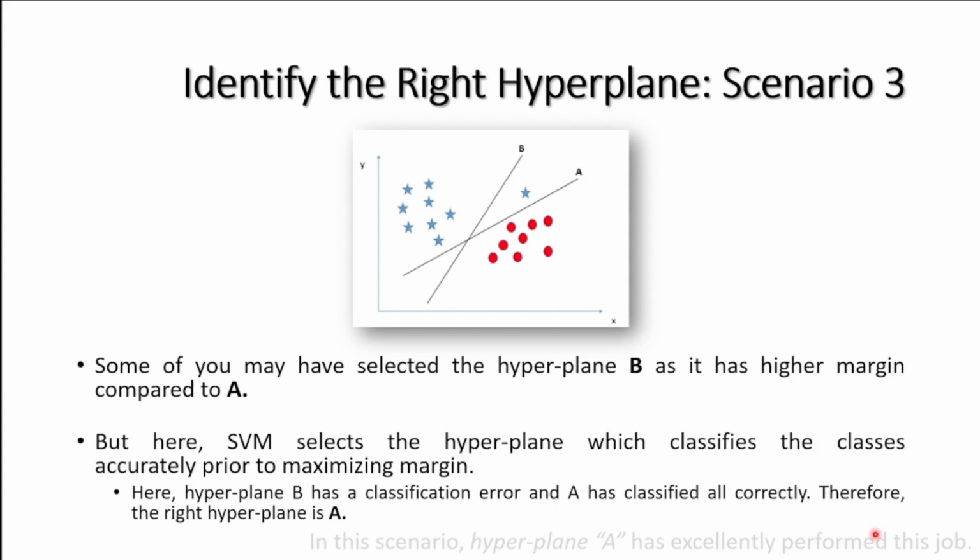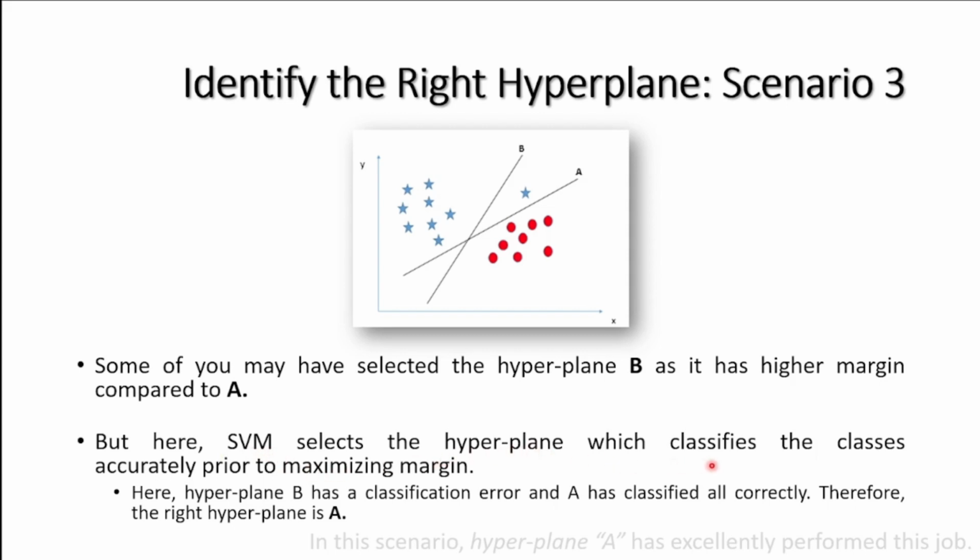Right. So how about scenario number 3, guys? In this scenario, we have 2 selections of hyperplane: A and B. Some of you may have selected hyperplane B here, as it has a higher margin compared to A. We can see the stars are quite far from the line. But eventually we have 1 star jumping out of hyperplane B, right?